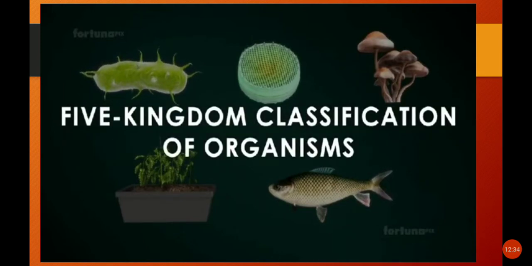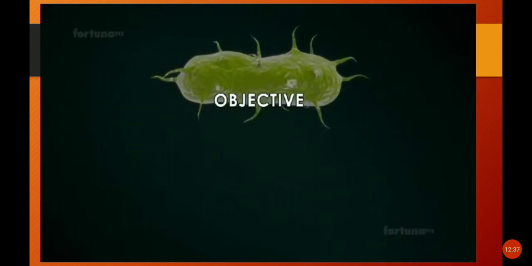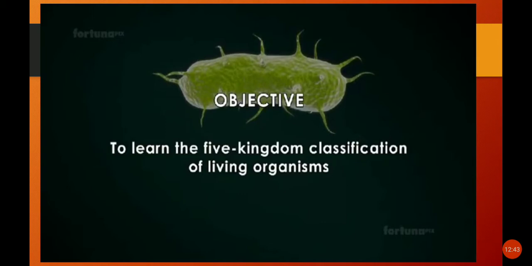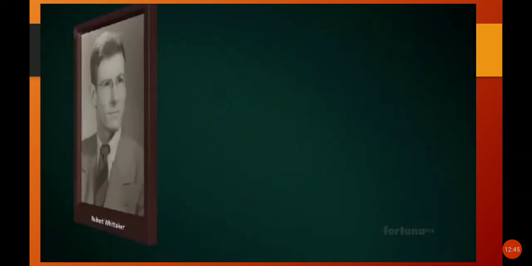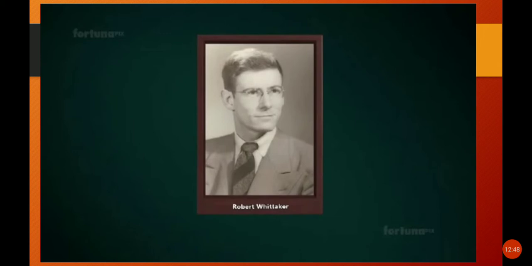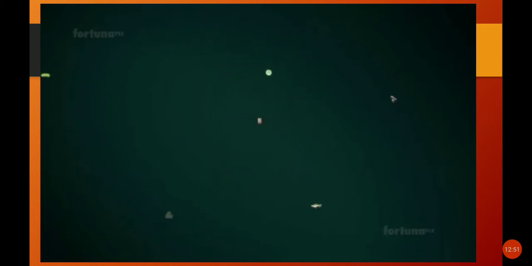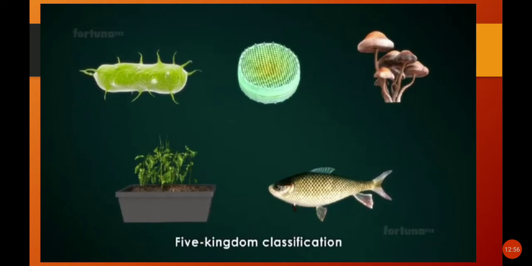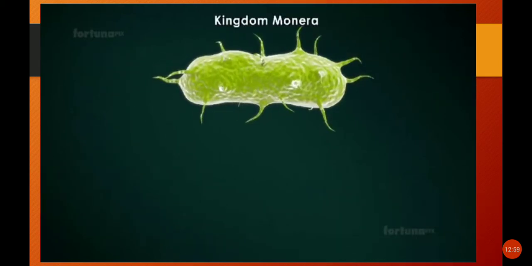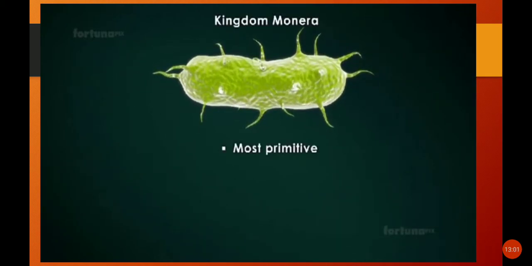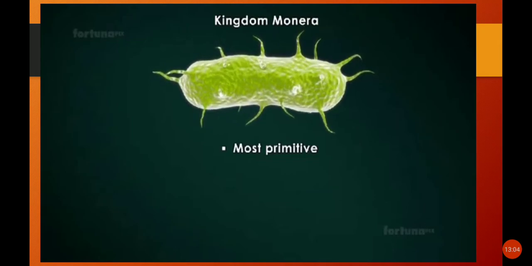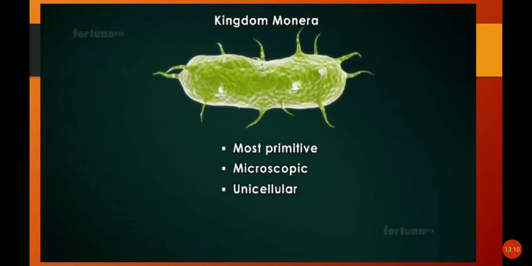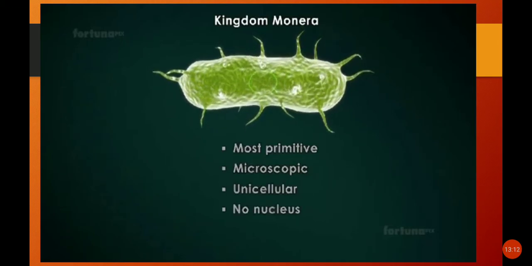Five-kingdom classification of organisms. Objective: to learn the 5-kingdom classification of living organisms. In 1969, ecologist Robert Harding Whittaker divided all living organisms into 5 categories, commonly referred to as the 5-kingdom classification. Kingdom Monera consists of the most primitive life forms found on Earth. These organisms are usually microscopic and unicellular, meaning they are single-celled. They have no nucleus within their cytoplasm.